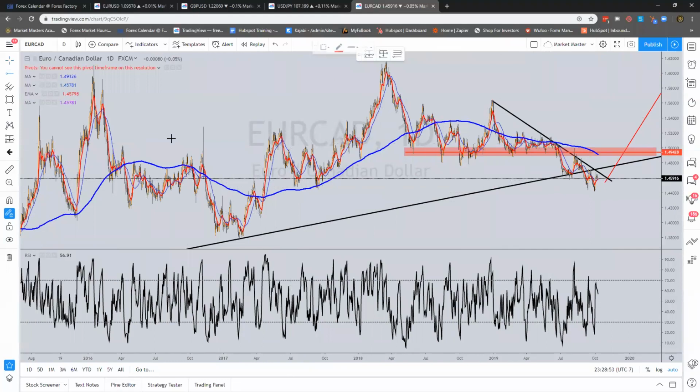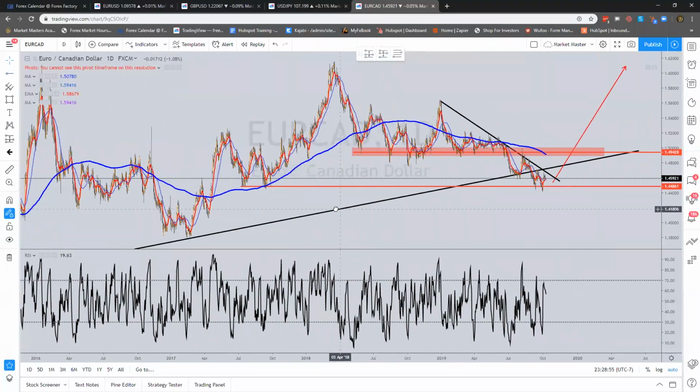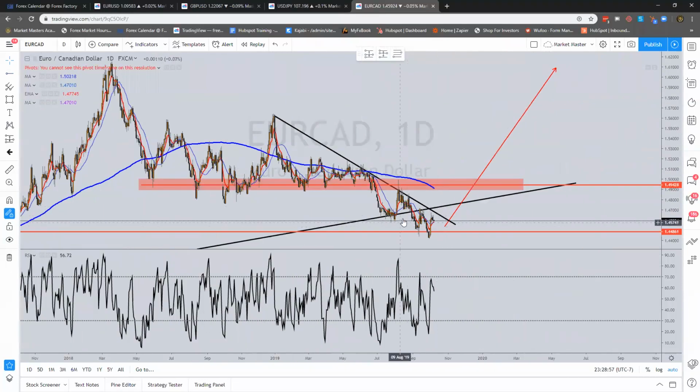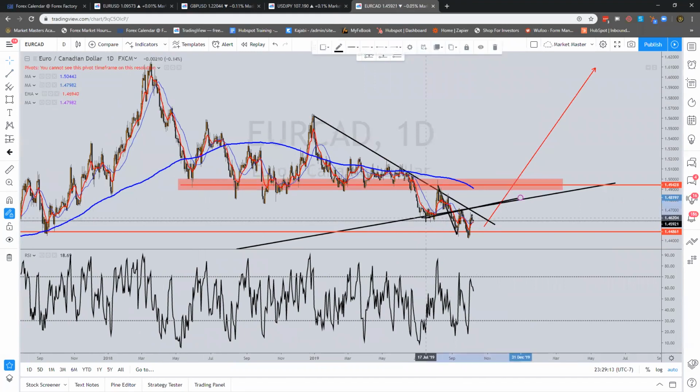We also have another support right in this area here, where it did this double bottom, and it's breaking through. By the way, for double bottoms, the way that I do the neckline, this line right here is pretty much that neckline.